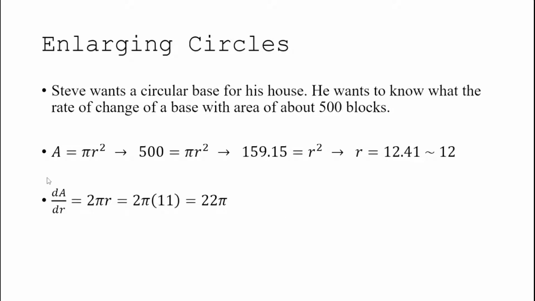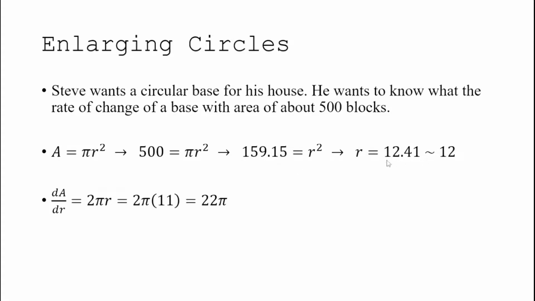So we find the area, which is pi r squared, and we know that the area has to be at least or less than 500 blocks, right? So we go 500 equals pi r squared. Now this could be 500 is less than pi r squared, but for now, let's just do equals, and we can round it if we have an integer, or if we don't have an integer. So then we solve for r, and we get r equals 12.41.